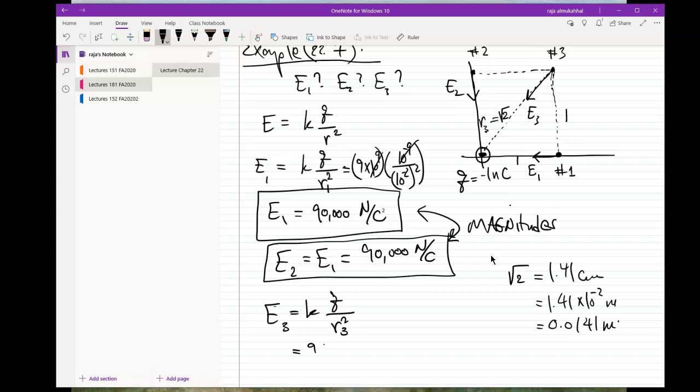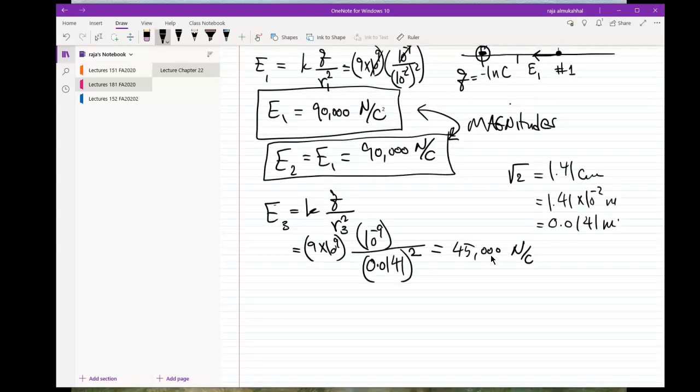So I have 9 times 10 to the 9. Q is equal to 10 to the negative 9, 1 nano. So that's just 10 to the negative 9, divided by the distance, 0.0141 quantity squared, like that. And when I calculate that, I'm looking at it here in my notes, I get 45,000 Newton per Coulomb. So E3 is 45,000 Newton per Coulomb.